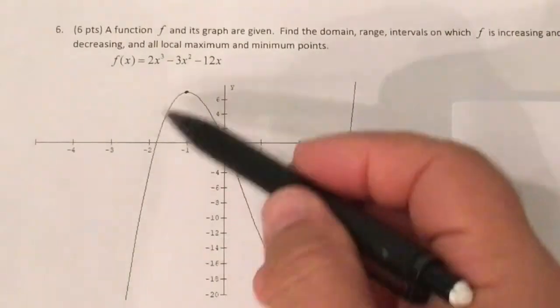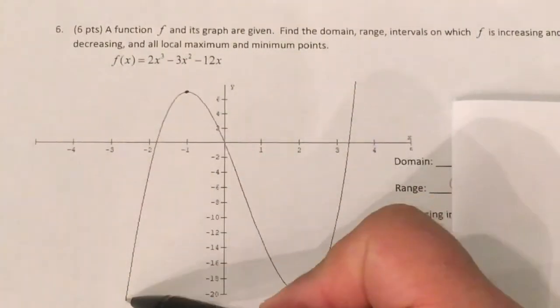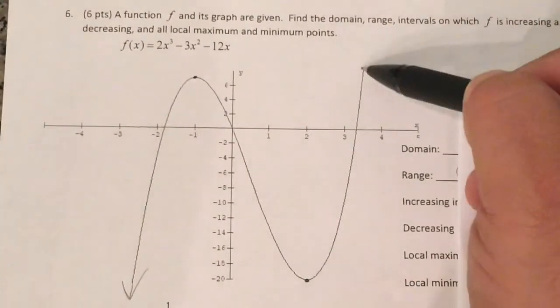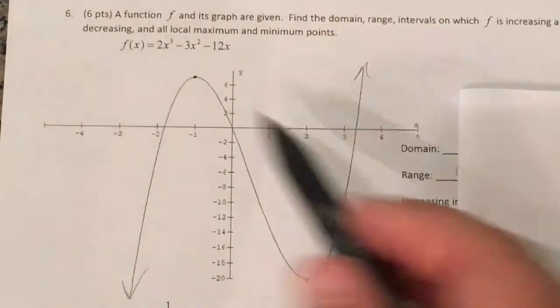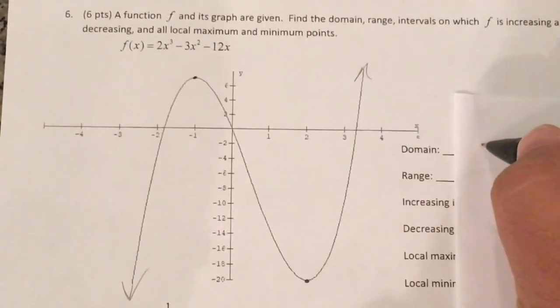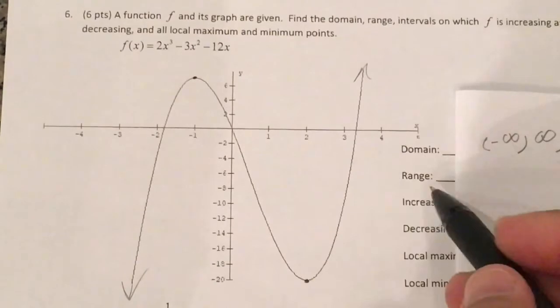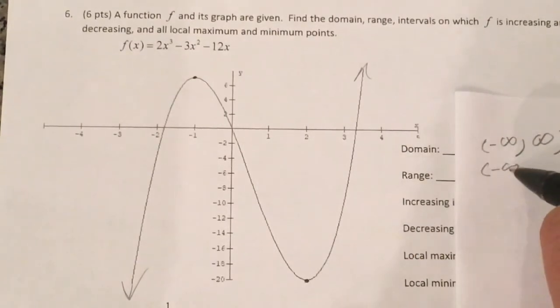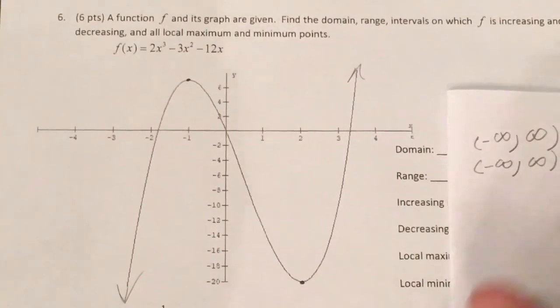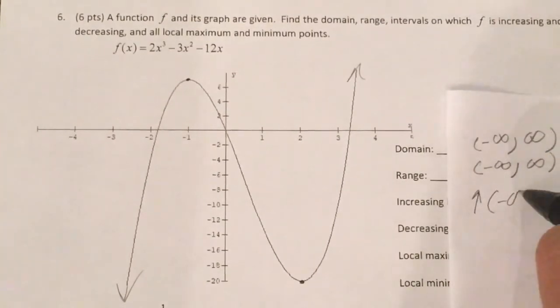I'm going to have to answer some questions about this x cubed. Notice it's positive 2x cubed, so it goes down on the left and it'll end up on the right. Has that nice cubic shape. The domain of any polynomial is negative infinity to positive infinity. The range is from the lowest y value, which is also negative infinity, to the highest y value, which is positive infinity.